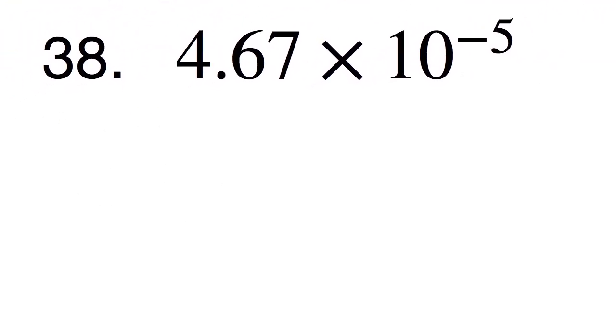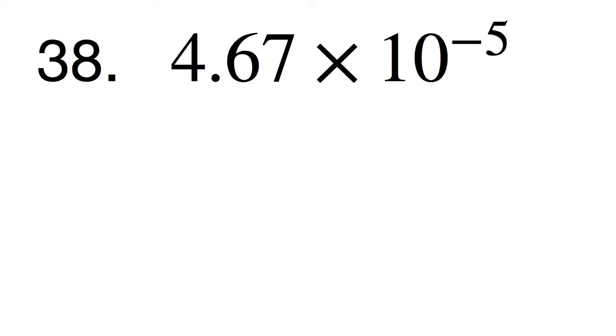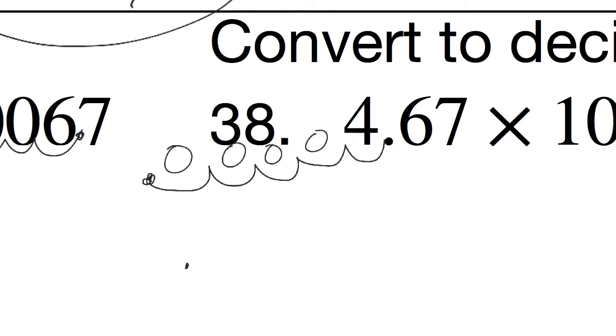Here we're going to do the opposite thing. So the first thing I look at is whether or not the exponent is positive or negative. Here, it's negative, so that means we're going to make a really small number. We have to move the decimal place 5 times, so 1, 2, 3, 4, 5. 0, 0, 0, 0. I need 4 zeros in front. 1, 2, 3, 4, 5, 6, 7.